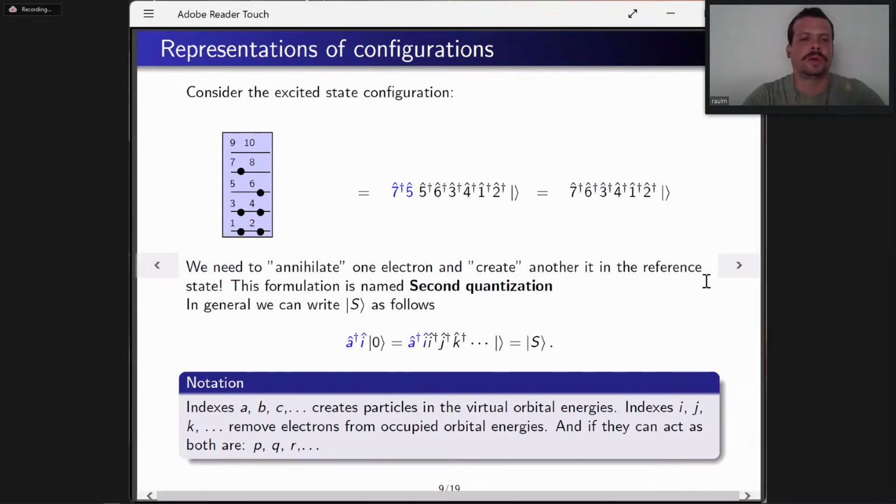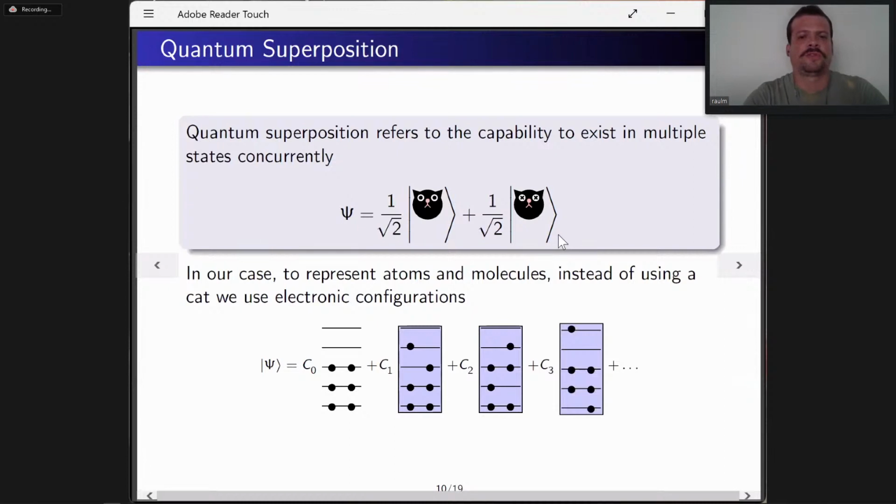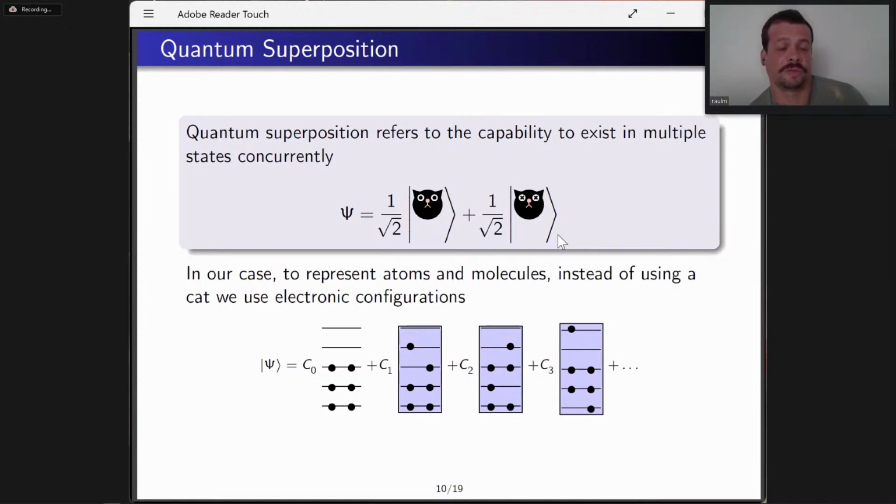But how can we relate this configuration that I have described with the Schrödinger equation? For that, we need to use a concept within quantum mechanics, quantum superposition, which refers to the capability of a given state to exist in multiple states concurrently. For that, we will use Schrödinger's cat. This thought experiment consists of a cat inside a box that is dead and alive at the same time. So if we want to build the wave function of that, we need to sum the alive cat state and the dead cat state.